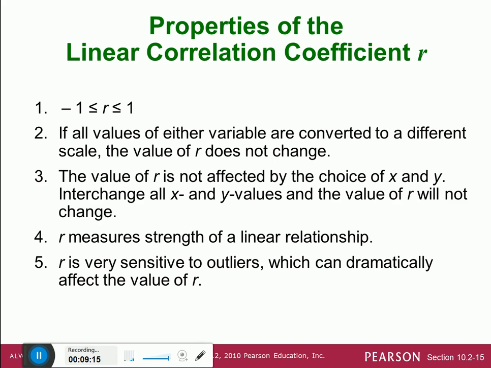There are some properties of the linear correlation coefficient R. It must be between -1 and 1, and if all the values of either variable are converted to a different scale, the value of R should not change. And the value of R is not affected by the choice of x and y, meaning that you can switch x and y, and R should not change.